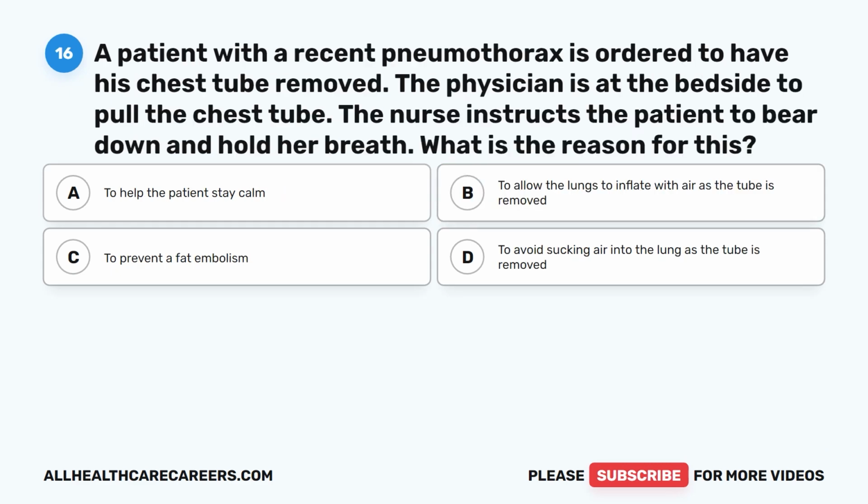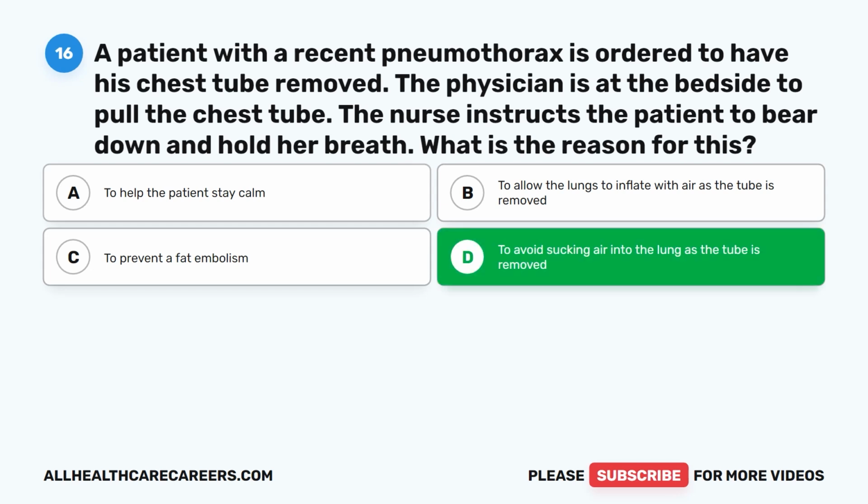Question 16. A patient with a recent pneumothorax is ordered to have his chest tube removed. The physician is at the bedside to pull the chest tube. The nurse instructs the patient to bear down and hold her breath. What is the reason for this? A. To help the patient stay calm. B. To allow the lungs to inflate with air as the tube is removed. C. To prevent a fat embolism. D. To avoid sucking air into the lung as the tube is removed.